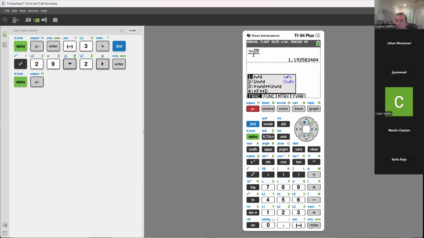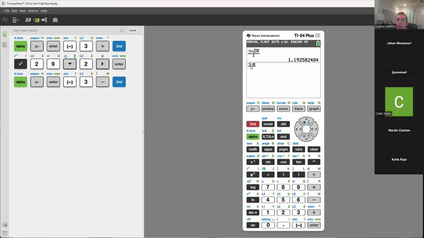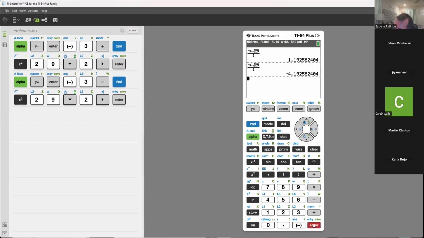All right, let me get the other answer. Alpha y equals enter. All right, on top I got -3 minus second x squared to get the square root. Put my 29 in, arrow to the bottom, and put a 2. Y'all, what's nice about these is you're going to notice something about these answers. So when I hit enter, I get -4, but y'all look at the decimal. The decimal is the same. Okay, the only differences are usually the numbers in front of the decimal. So that's going to be -4.193.